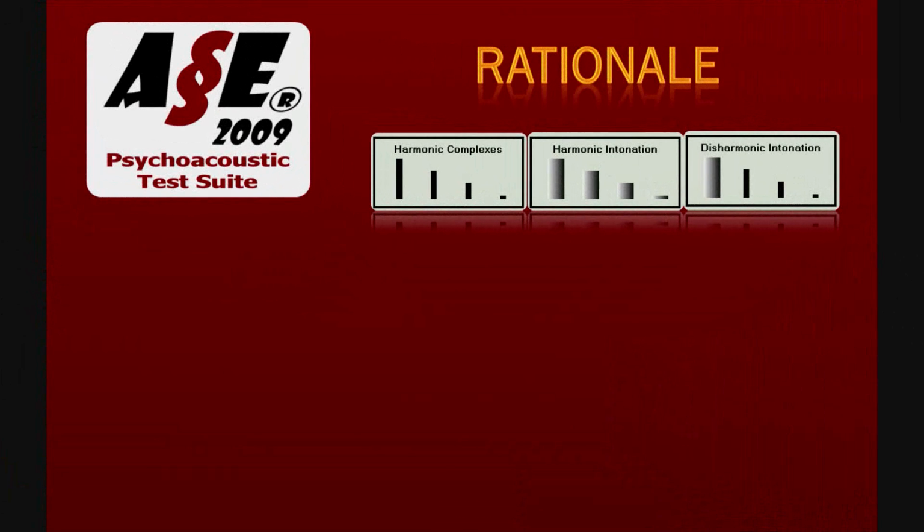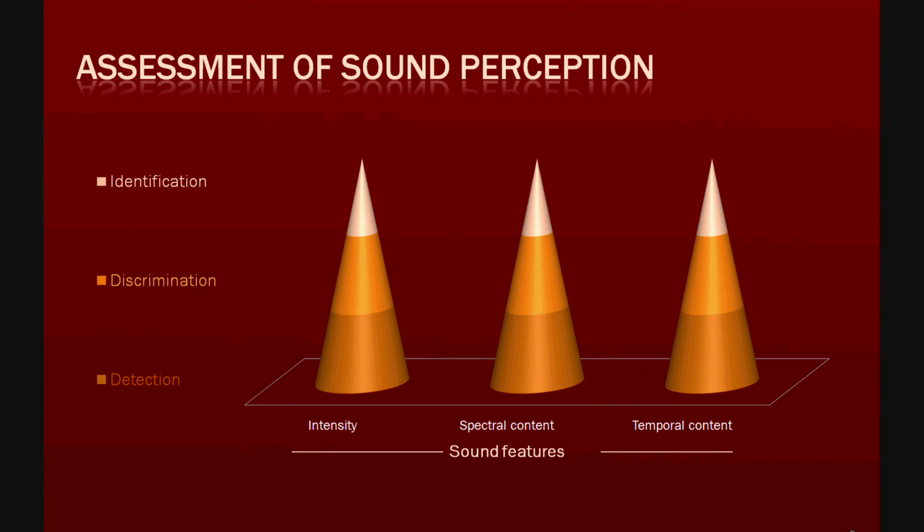The ACE tests with synthetic sounds consist of typical threshold measurement by means of an adaptive algorithm. The synthetic sounds are harmonic complexes, harmonic intonating sounds, and disharmonic intonating sounds. They are discrimination tasks to assess the temporal coding of sound. This video explains the rationale and is the same for the three tests.